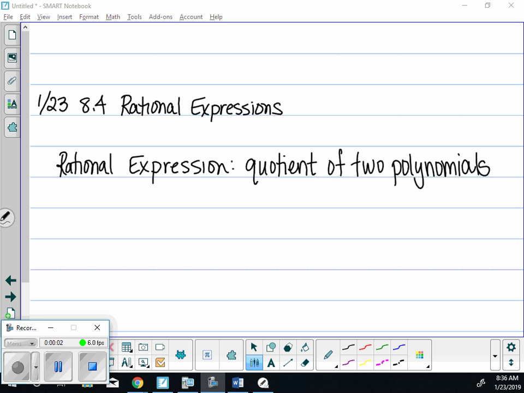A rational expression in general is when we have the quotient of two polynomials. So we have a polynomial on the top of a fraction and a polynomial on the bottom of a fraction. And they could be as simple as having an x or a number on the top or the bottom, or as complicated as having like x cubed plus a whole bunch of stuff on the top or the bottom.